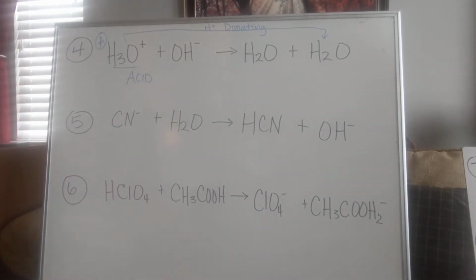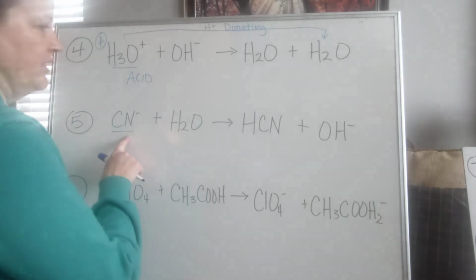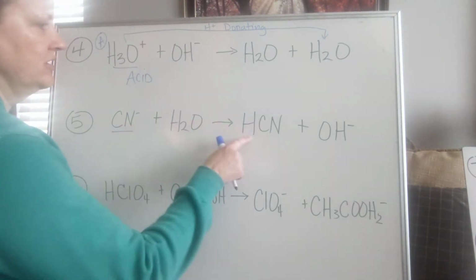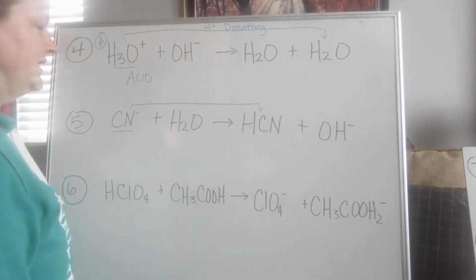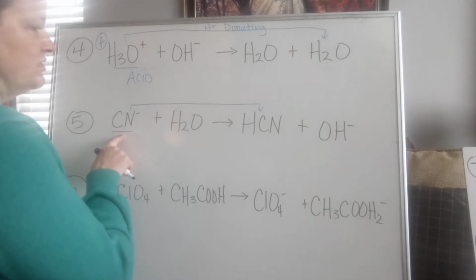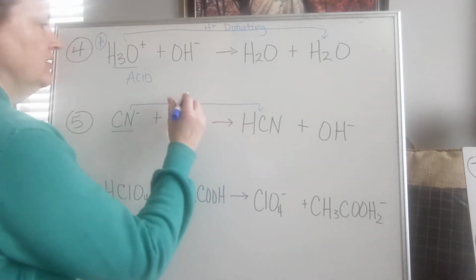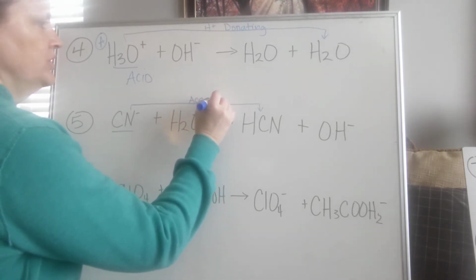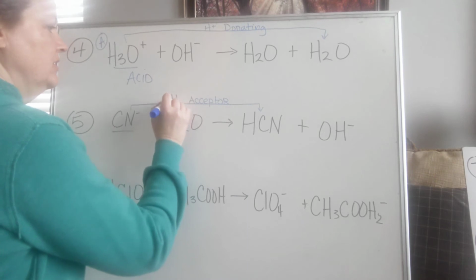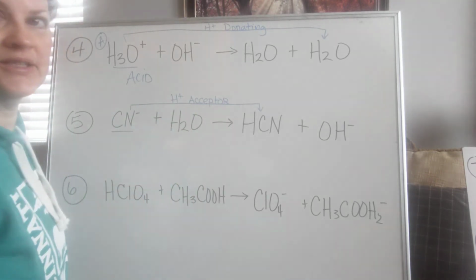All right, number 5. According to the alternate acid-base theory, what does the CN minus ion act as in the following reaction? So what does this become? We're looking for a difference of 1 hydrogen. So we're going to connect these two. What's happening to the hydrogen? We do not have a hydrogen here. We have a hydrogen here. So that means it gained, which we call the acceptor, the hydrogen ion or the proton acceptor.